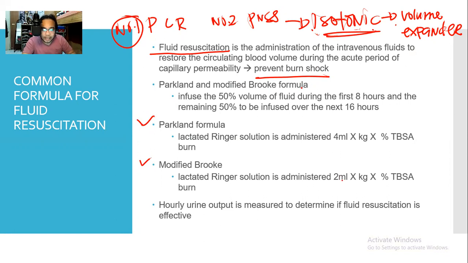Same lang sila. Both of them are using lactated ringer solution. Yung sabi ko sa inyo, LR solution ninyo. Okay? Pero nag-vary lang yan sila dito. So 4 ml tayo sa ating lactated ringer sa Parkland natin. Sa modified Brooke, it's going to be 2 ml. So of course, yung constant natin, this is your constant, 4 ml.